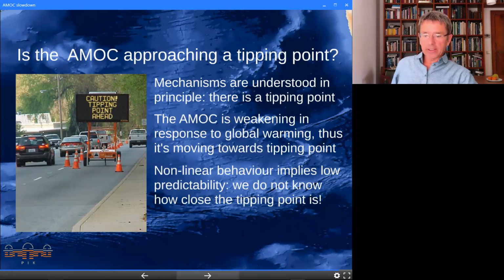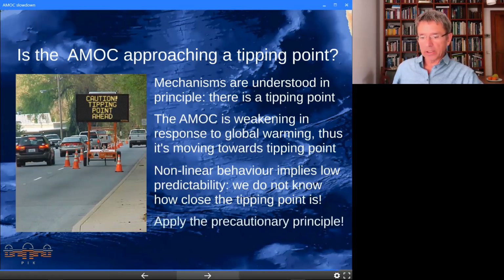And that's because this is an inherently non-linear thing to have such a tipping point. That's the whole point of a tipping point, it's non-linear physics. And non-linear physics means the whole system depends sensitively on the exact conditions, like that salinity distribution in the Atlantic that I have already mentioned. And so nobody really knows how close this tipping point is.